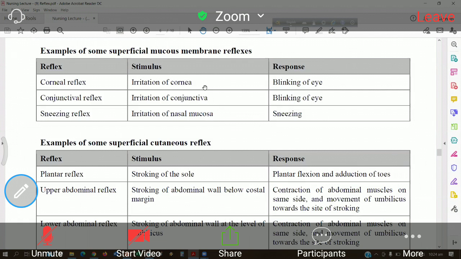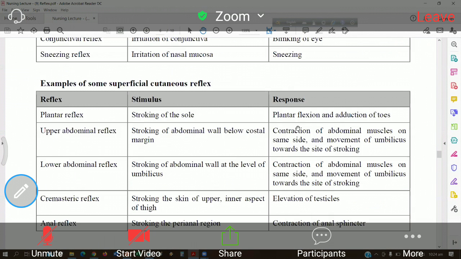Corneal reflex occurs when the cornea is irritated and the response is blinking of the eyelids. Conjunctival reflex occurs similarly, when the conjunctiva is irritated, and the response is the same. Sneezing reflex occurs due to irritation of nasal mucosa. The response is sneezing.